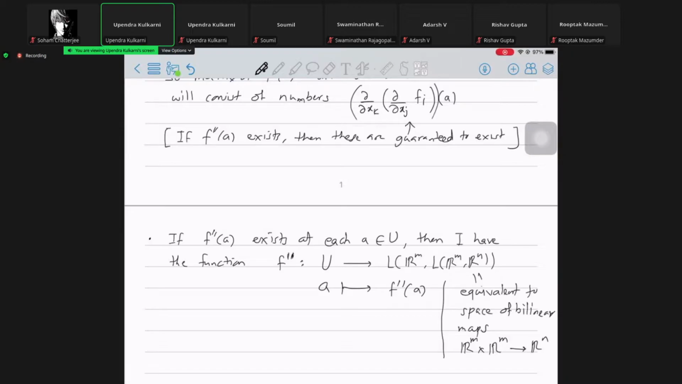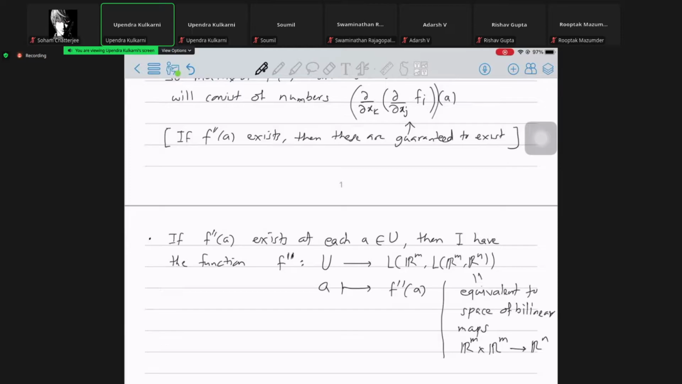But anyway, now the question is, we can keep playing this game again and again up to higher levels. Suppose f double prime of A exists at each point, that means the function is doubly differentiable. Then I have this map. The target space now is of dimension what? The target space is of dimension m square n now.